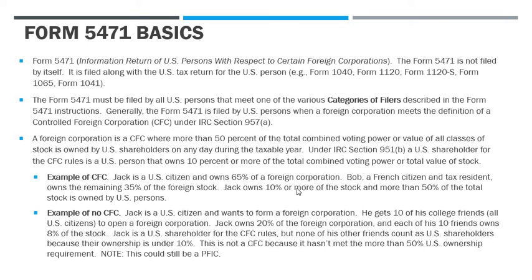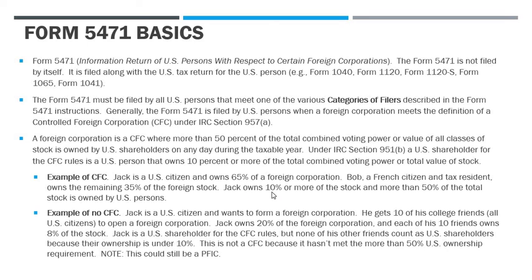Now, why do we have to be precise about this definition? Well, the best way to look at this is examples, right? It's very important to analyze who actually qualifies as a U.S. person, and then whether the collective amount of the ownership of the stock gives rise to more than 50% of the total, to make it a CFC. So in this first example, we have Jack. He's a U.S. citizen and he owns 65% of a foreign corp. His friend Bob, who is a French citizen and tax resident, owns the remaining 35%.